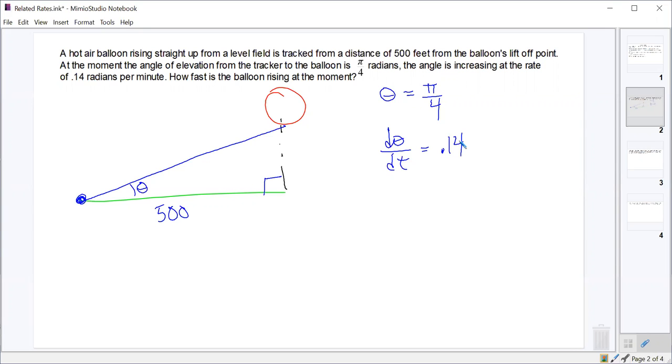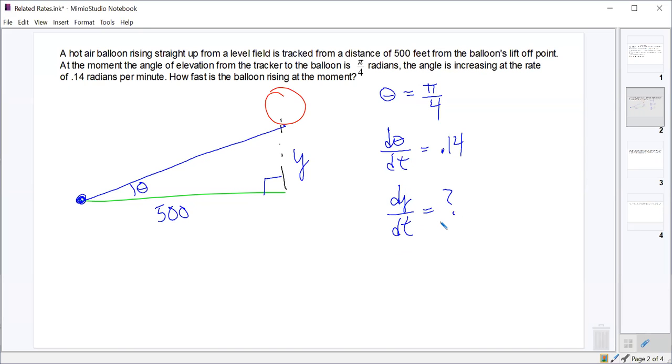So we want to know how fast is the balloon rising. That'd be this rate of change, right? We want to know how quickly it's going up. What is the rate of change of this height? So let's label the height. Do we know the height? No, but we can find it out. Is that height changing? Yes. So we probably don't want to label it with a number. We want to label it with a variable. Since this is going in a y direction, how about y? And we want to know, how is y changing? What is dy dt? How is y changing with respect to time? That's what we're looking for.